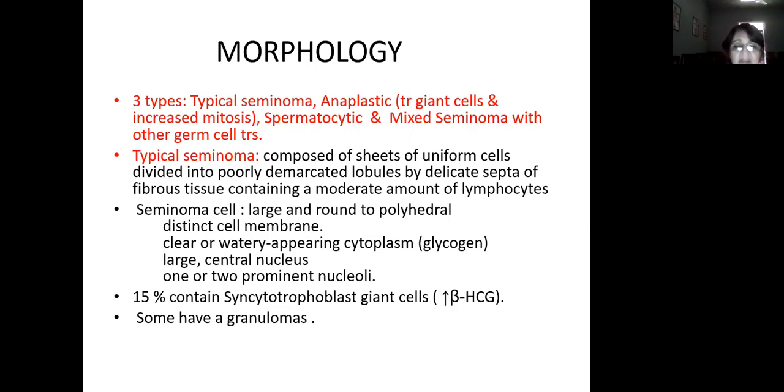The clear cytoplasm is due to the presence of glycogen. There are one or two very prominent nucleoli, and 50% of seminomas contain an admixture of tumor giant cells, that is, syncytiotrophoblast giant cells. As you all know, syncytiotrophoblast giant cells produce the hormone beta-HCG, beta human chorionic gonadotropin. In some cases, there are granulomas in a seminoma. Okay? This is the morphology of the typical, classical type of seminoma.